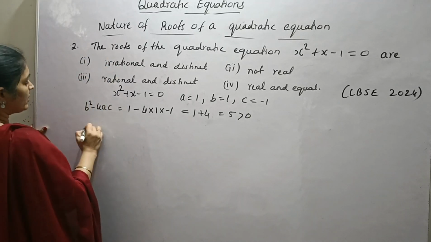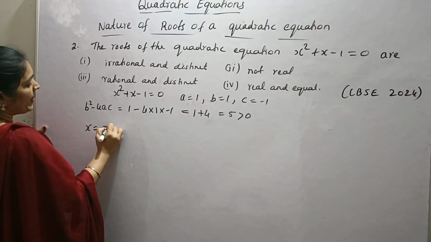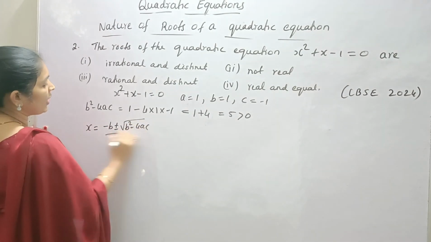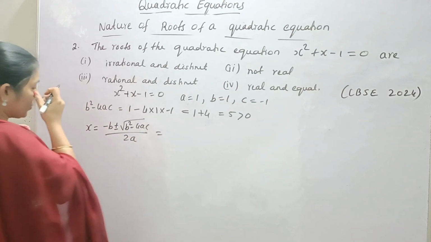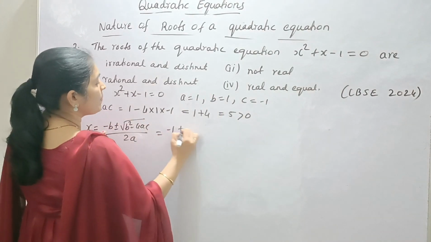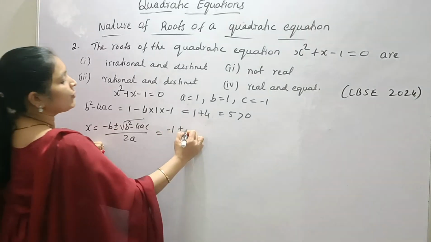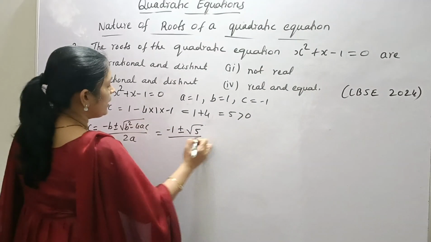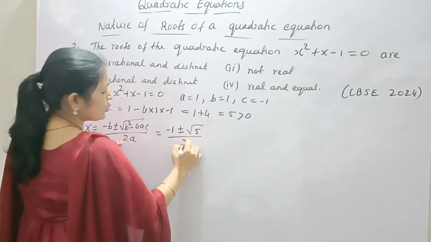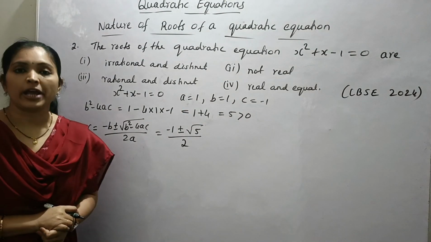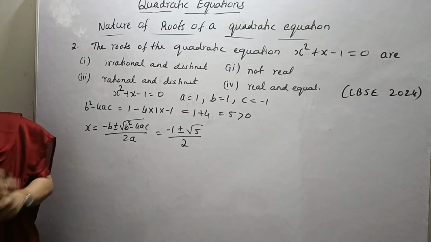So here x is equal to minus b plus or minus root of b square minus 4ac, divided by 2a. That is equal to minus b, b is 1, so minus 1 plus or minus root 5, since we have already found b square minus 4ac, divided by 2 into a, that is 2. See, here we know that root 5 is an irrational number, right?